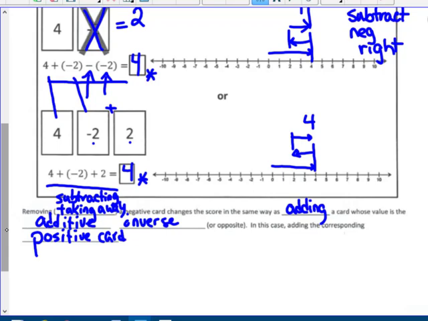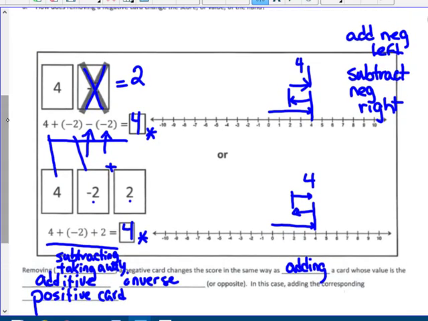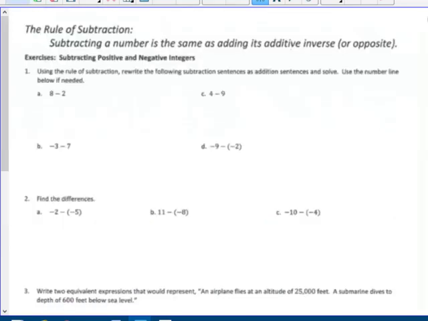So taking away a negative, let's look at this. Taking away a negative is the same as adding a positive. Oh, that's the rule for subtraction. Subtracting a number is the same as adding its opposite, its additive inverse.